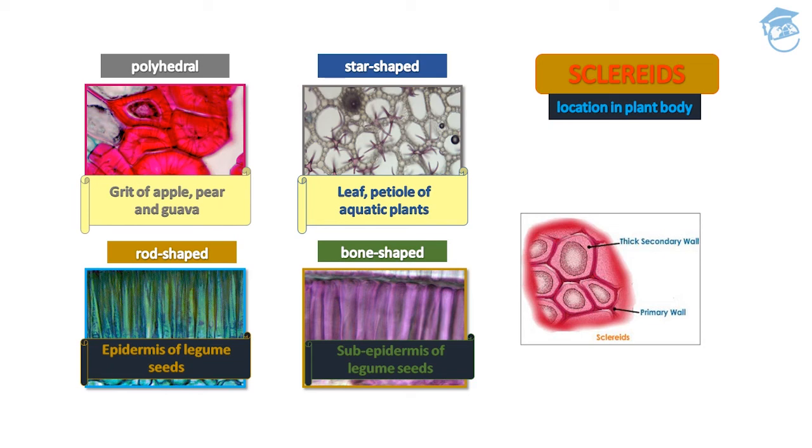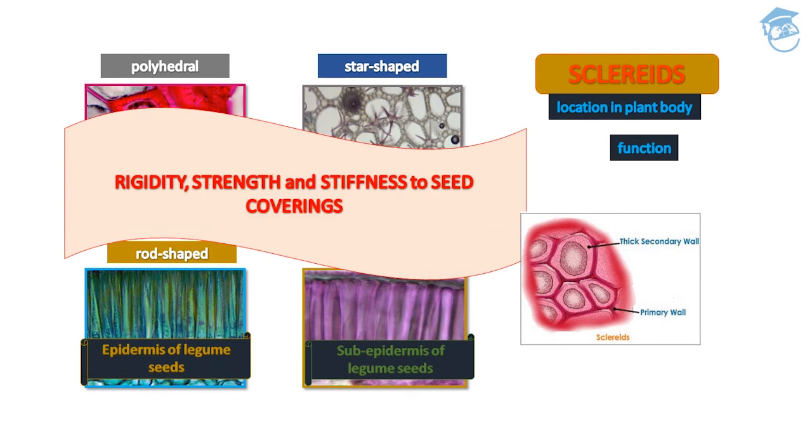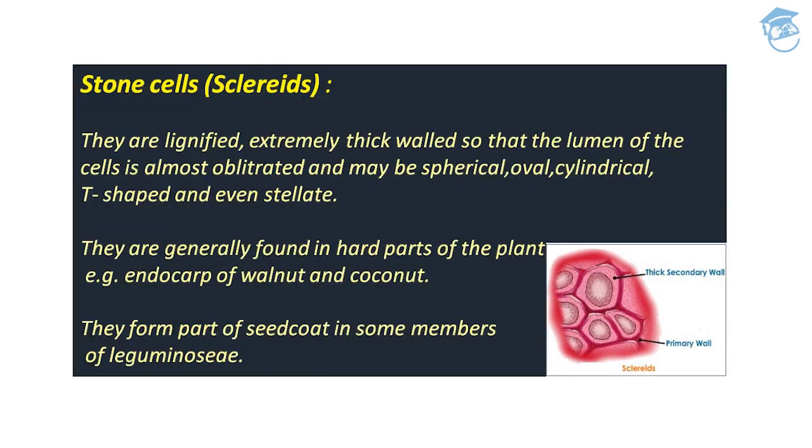This is the diagrammatic representation of a sclereid. This is the primary wall and this is the thickened secondary wall. Now what's the function of it? It provides rigidity, it provides strength, it provides tensile strength and stiffness to seed coverings.